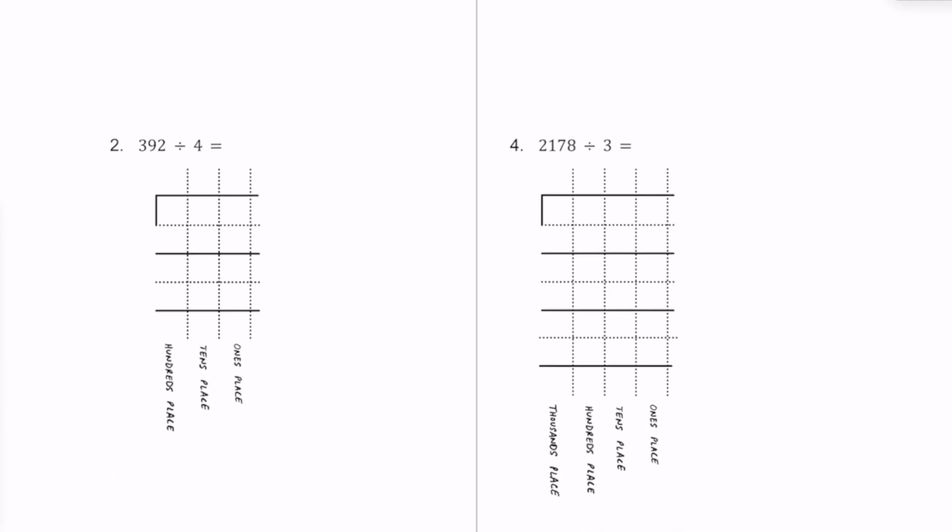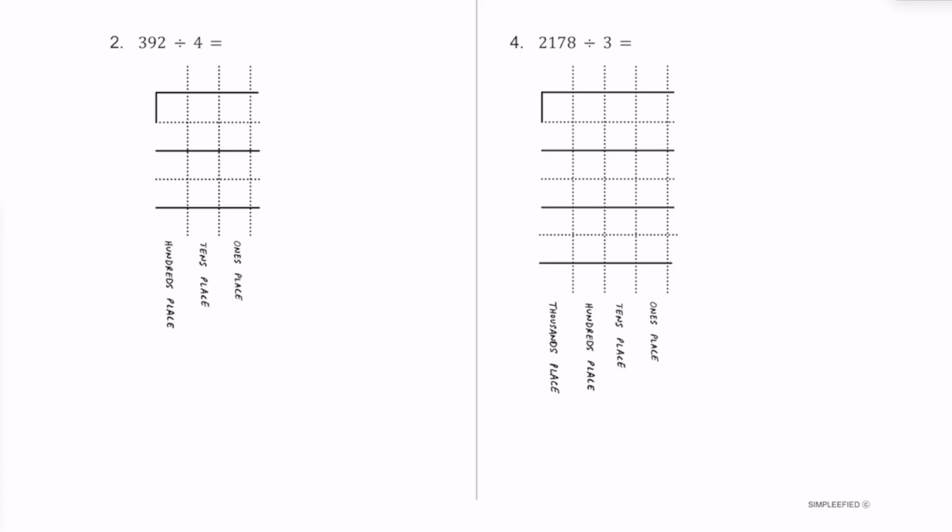Here's number 2. In number 2, we have 392 divided by 4. So let's put this 392 inside the division house. That's our dividend, so 392. Let's take this 4 and put it on the outside as our divisor. Let's see how many times this 4 fits into 3. Well, it's bigger than it, so it's not going to fit in a whole number of times, so put a 0 here.